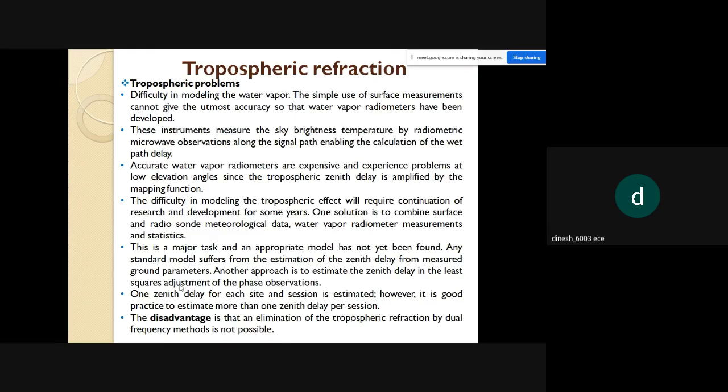The major drawback is that elimination of the tropospheric refraction by dual frequency methods is not possible. Wherever you use only a single frequency method, you can eliminate or minimize and measure the tropospheric effects. Whereas when you go for dual frequency, where L1 and L2 are combined together, the elimination is a big task. So research is still going on.